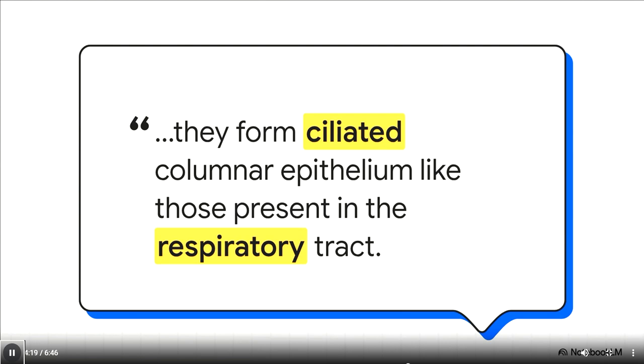And check this out. Here's a perfect example of specialization. Sometimes these cells get a little upgrade. In your respiratory tract, the columnar cells have these tiny little hairs on them called cilia. This transforms them into a sweeping crew, constantly pushing mucus and any trapped dust or gunk up and out of your lungs. It's just a tiny structural add-on that creates a whole new vital function.